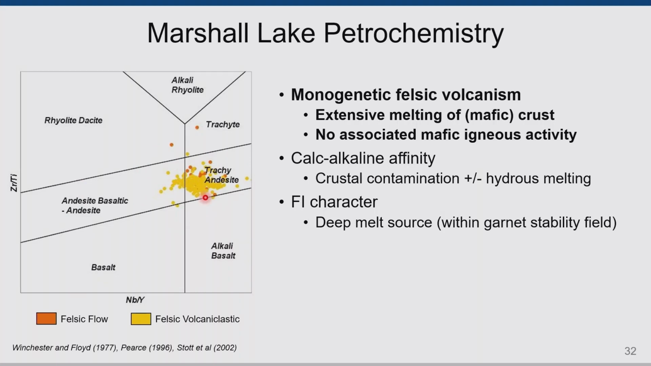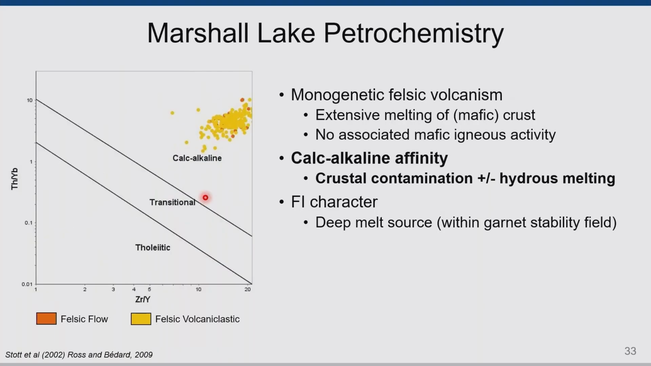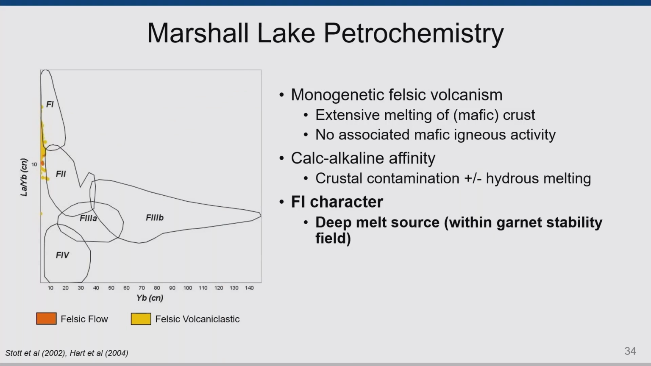When we look at the affinity, it's entirely calc-alkaline, F1 in nature, so this likely indicates hydrous melting of a mafic source. And again, that melting needs to have happened deep within the crust because we are in the garnet stability field.